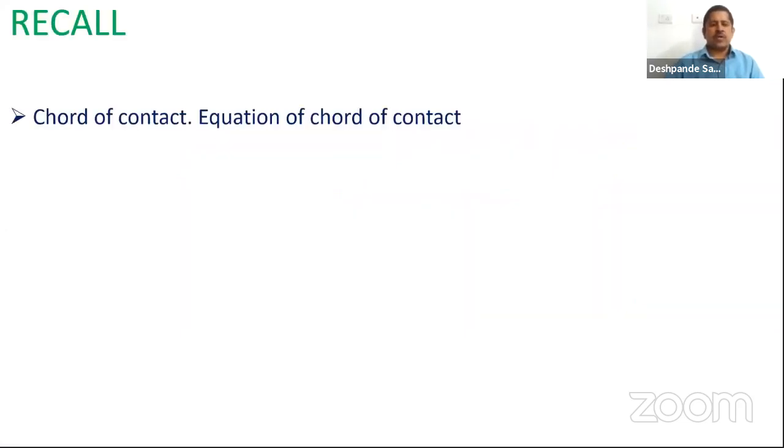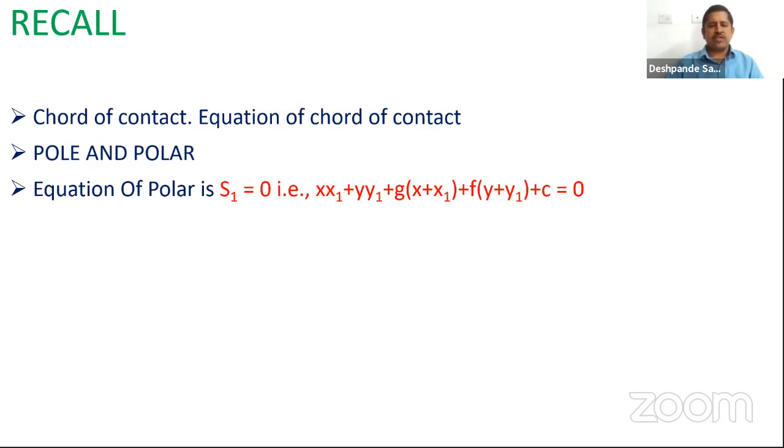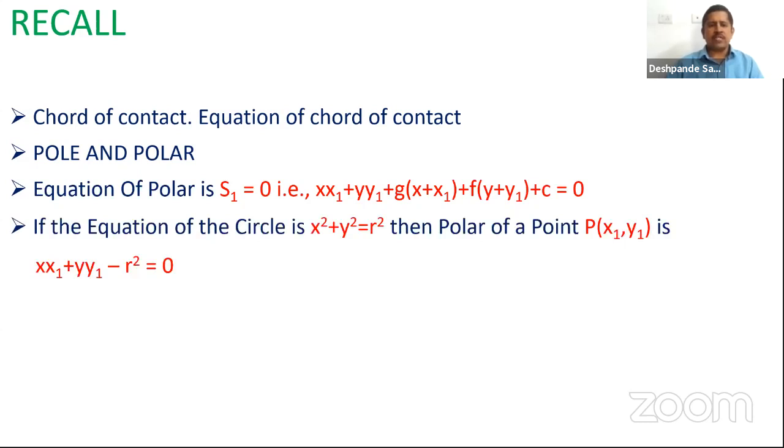We have discussed the chord of contact and the equation of the chord of contact in your previous class. Then we discussed pole and polar, and the equation of the polar, S1 is equal to 0, which is xx1 plus yy1 plus g times (x plus x1) plus f times (y plus y1) plus c is equal to 0. Then we discussed the polar equation when the circle equation is x square plus y square is equal to r square, which is xx1 plus yy1 minus r square.